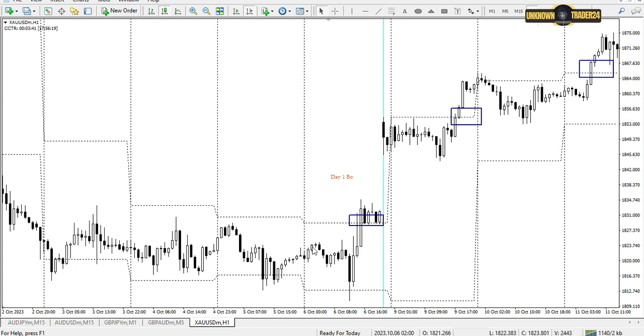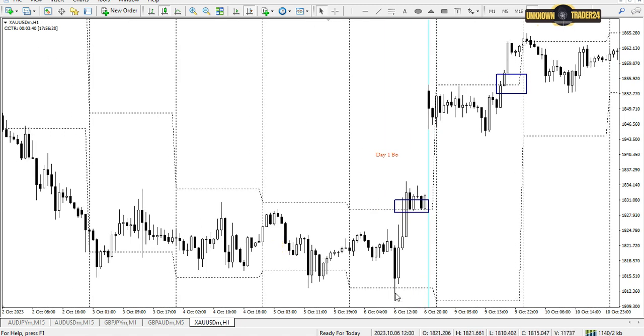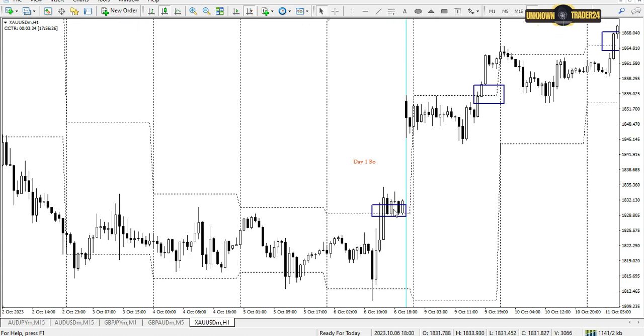Now we have a day one. This is our first green day. Look at how it closes. A green day simply means it's the first green candle on a daily time frame after many candles that were red going down. After many consecutive red candles, now we get our first green candle.